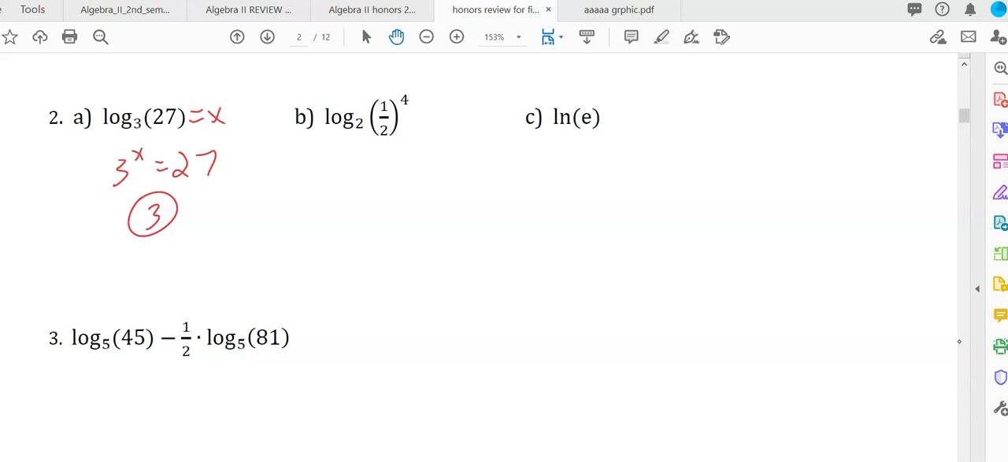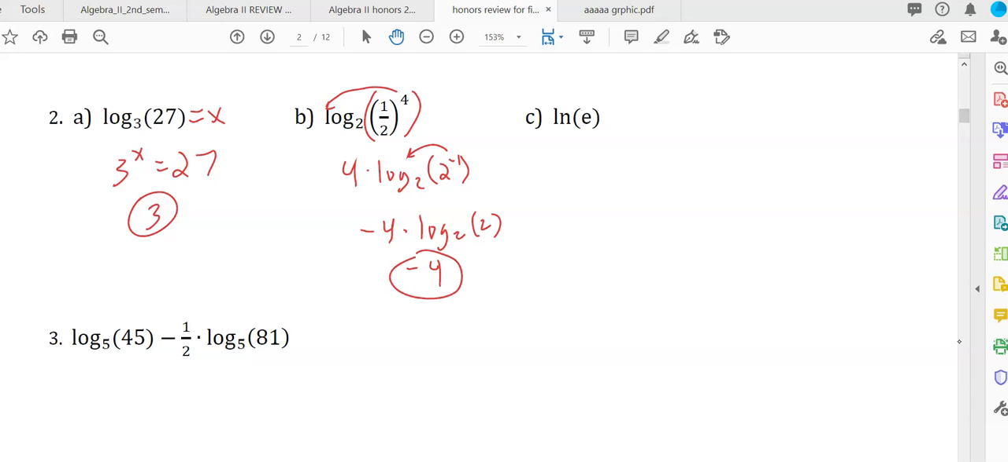This one you could move over first. So 4 times log base 2 of 1/2. But instead of 1/2, I'm going to write it as 2 to the negative 1. By the way, this should have been in parentheses. Do the same trick again: I'm going to move that over to the left, so it'll be negative 4 times log base 2 of 2. Hopefully you know what log base 2 of 2 is. It's a property, it's just 1. So negative 4 times 1 is negative 4.